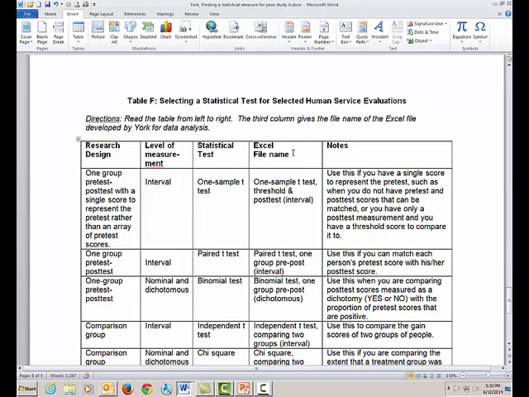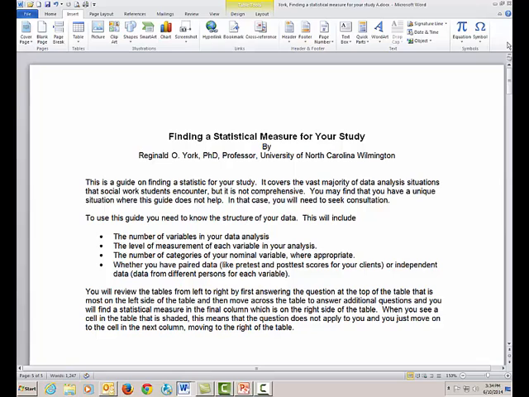And there is an Excel file that is in my particular system of instruction, if you're in one of my courses, that's entitled One Sample T-Test, Threshold, and Post-Test, and the note tells you what this is useful for. I hope this guide has been helpful to you in finding a statistical measure.